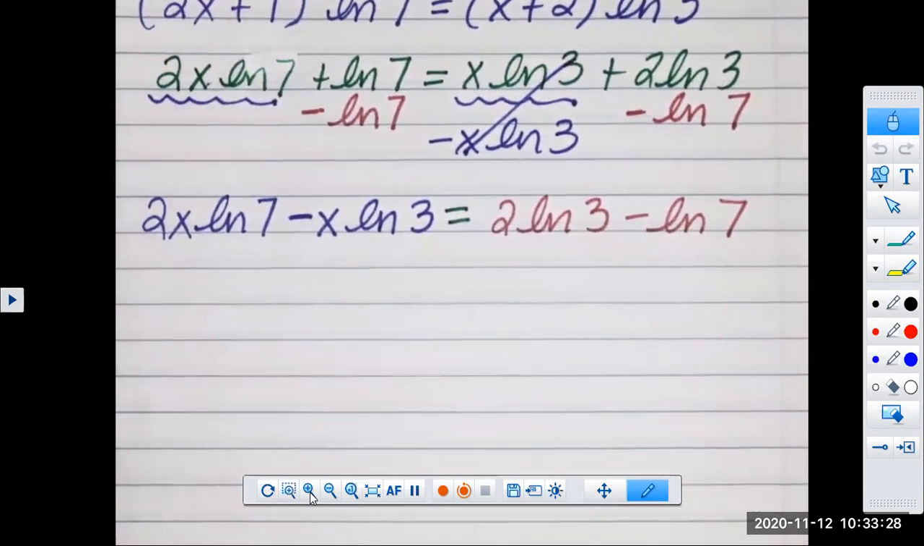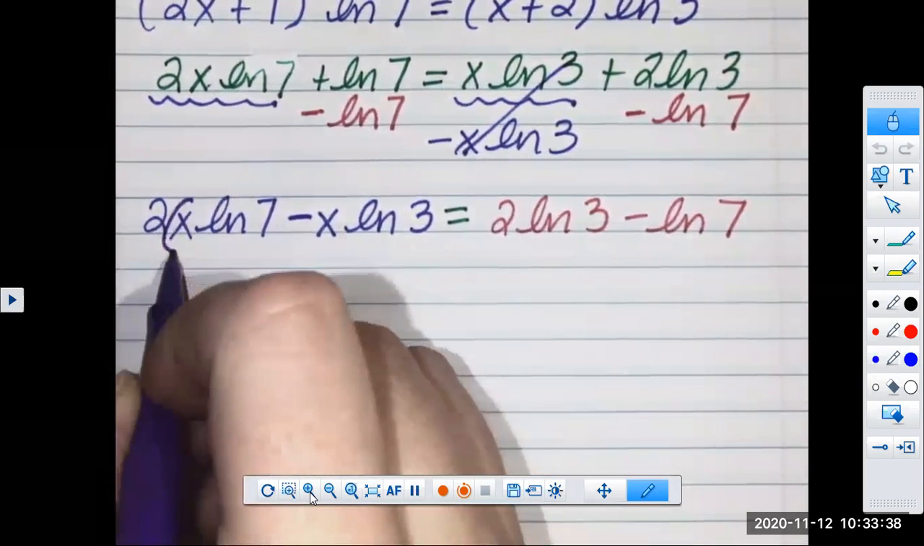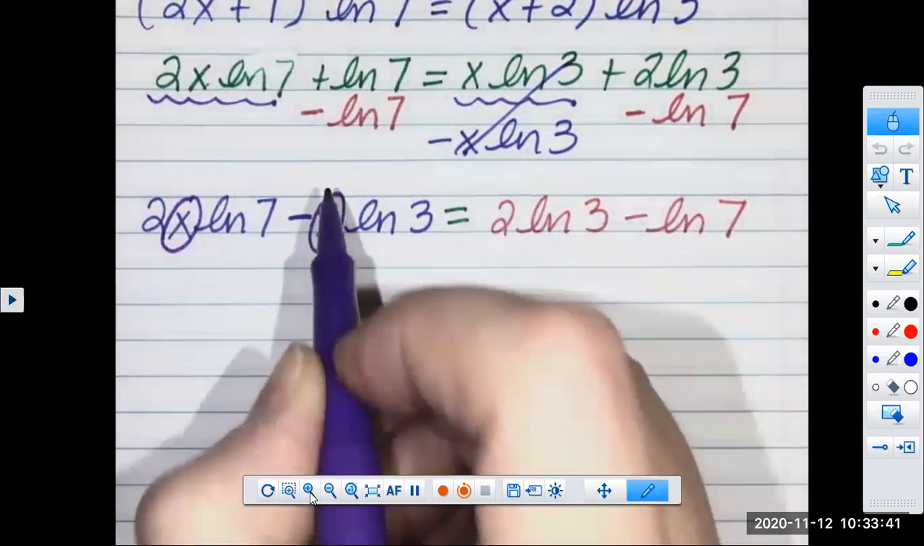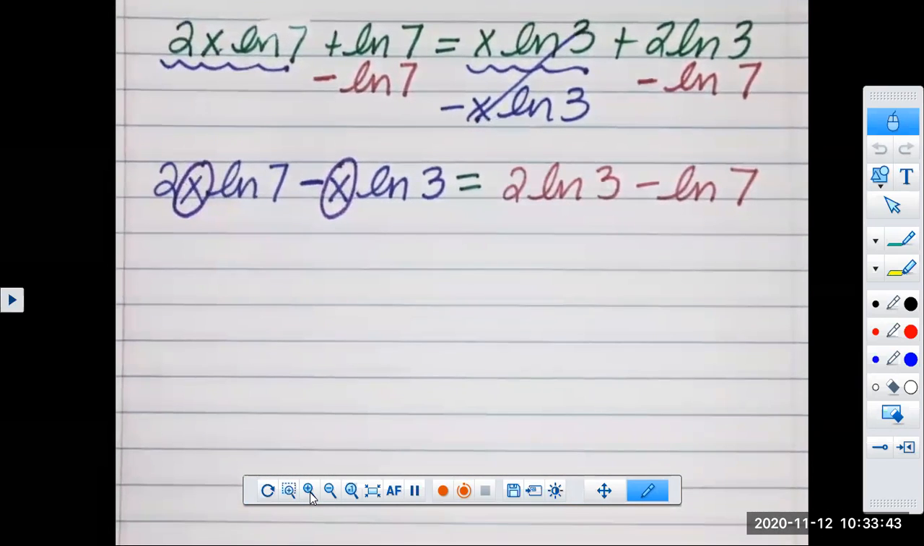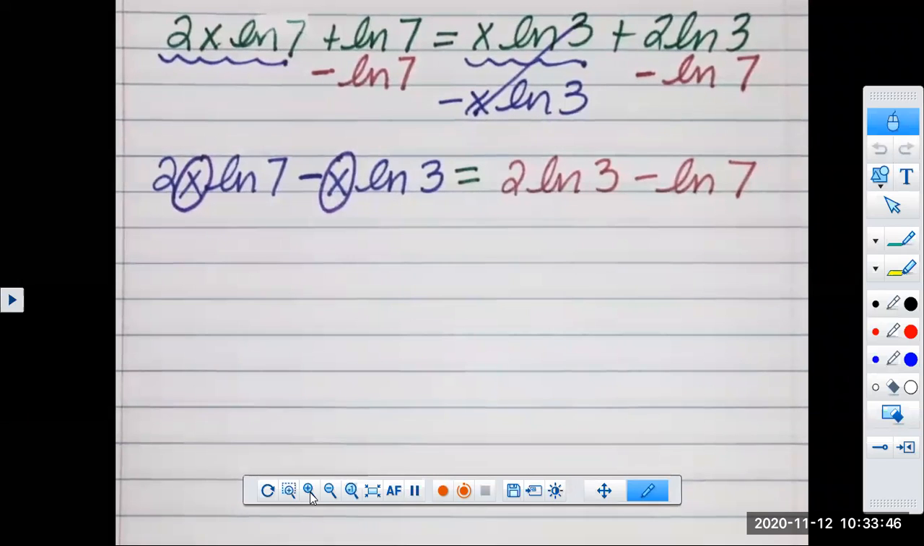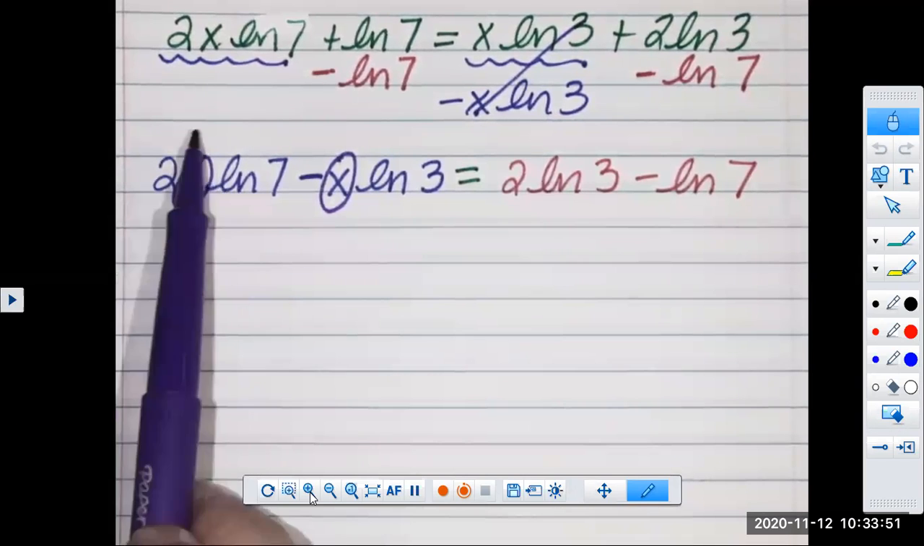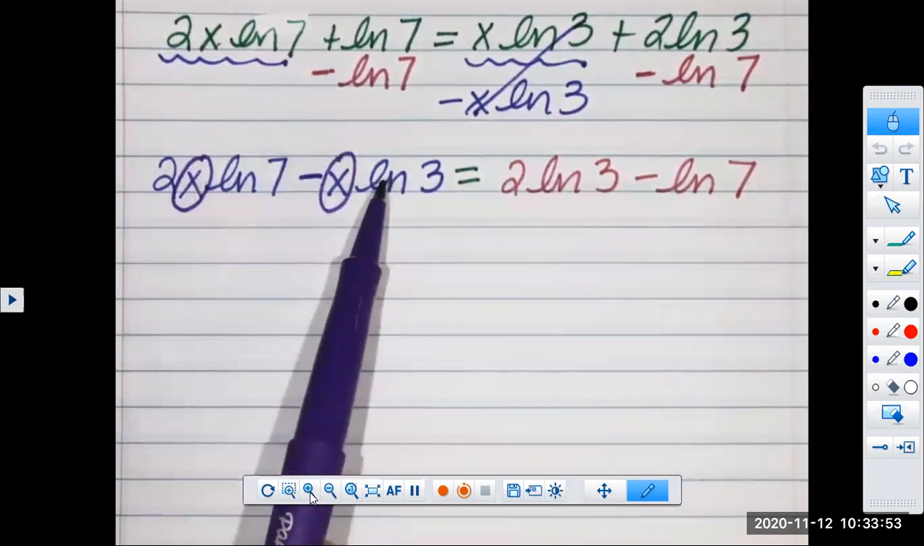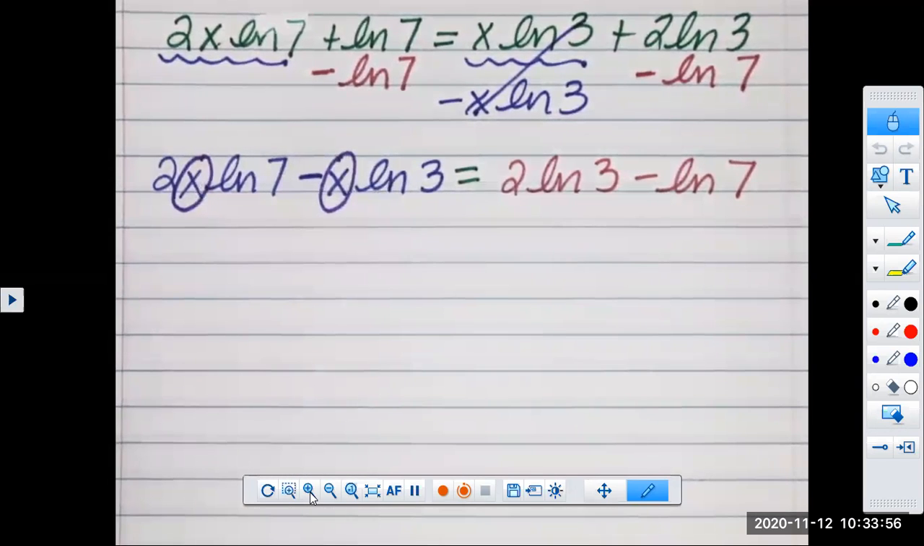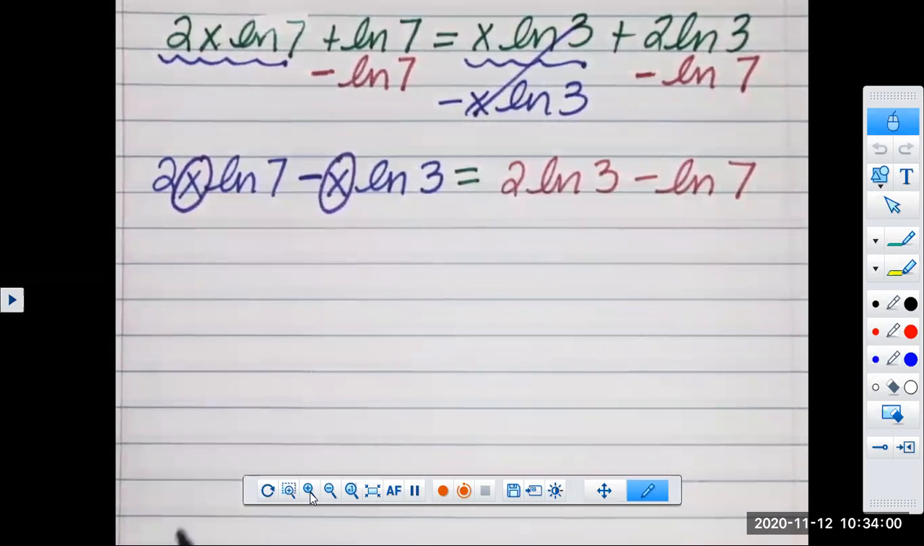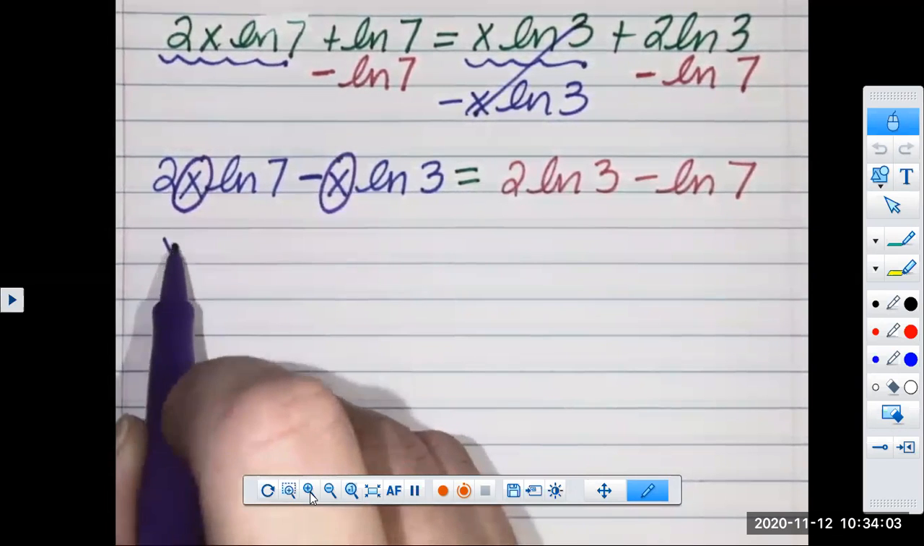Okay, your goal, still trying to solve for x. Notice that now that I have my x terms on one side, both of these have an x term. What can you do with that? How can you get x isolated from what you have? Can factor it out.